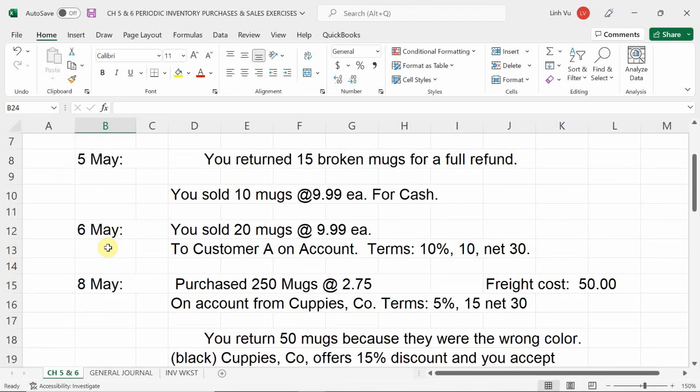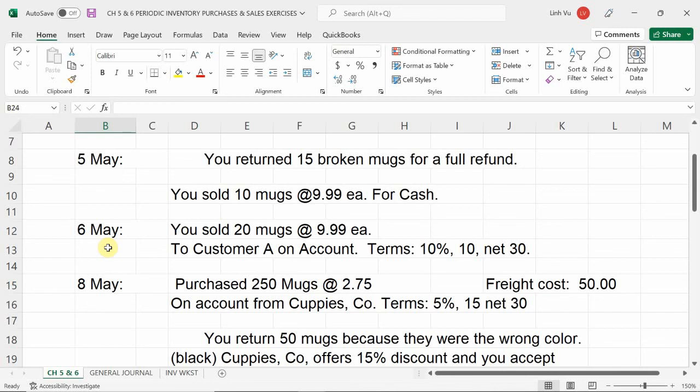Now, in this case, that's the 6th of May, and customer A seems to not have returned anything. So if customer A did not return anything, that means they're paying for the full price of the 20 coffee mugs. But we also gave customer A a discount. Did customer A meet their discount terms? Yes. Well, how many days is 10 days from May 6th?